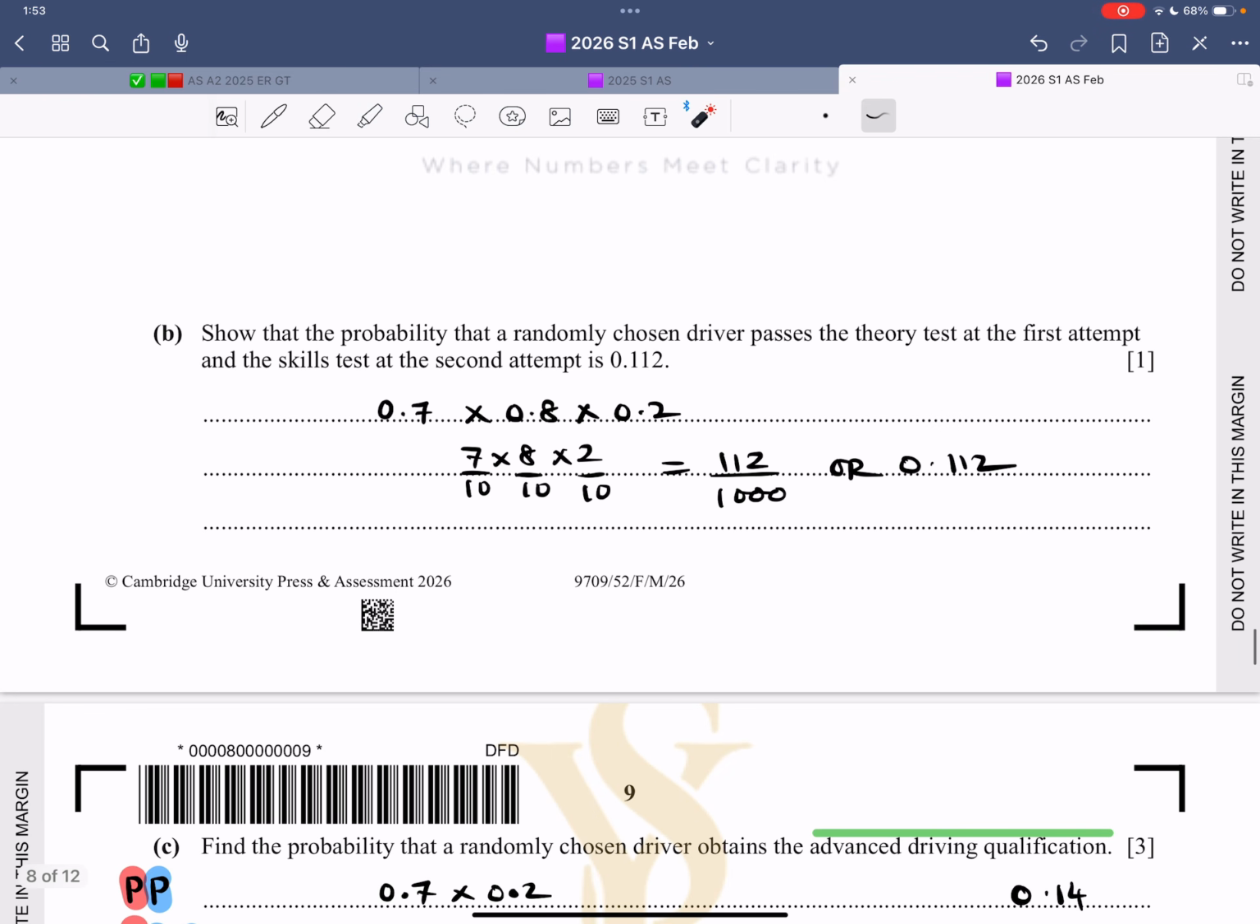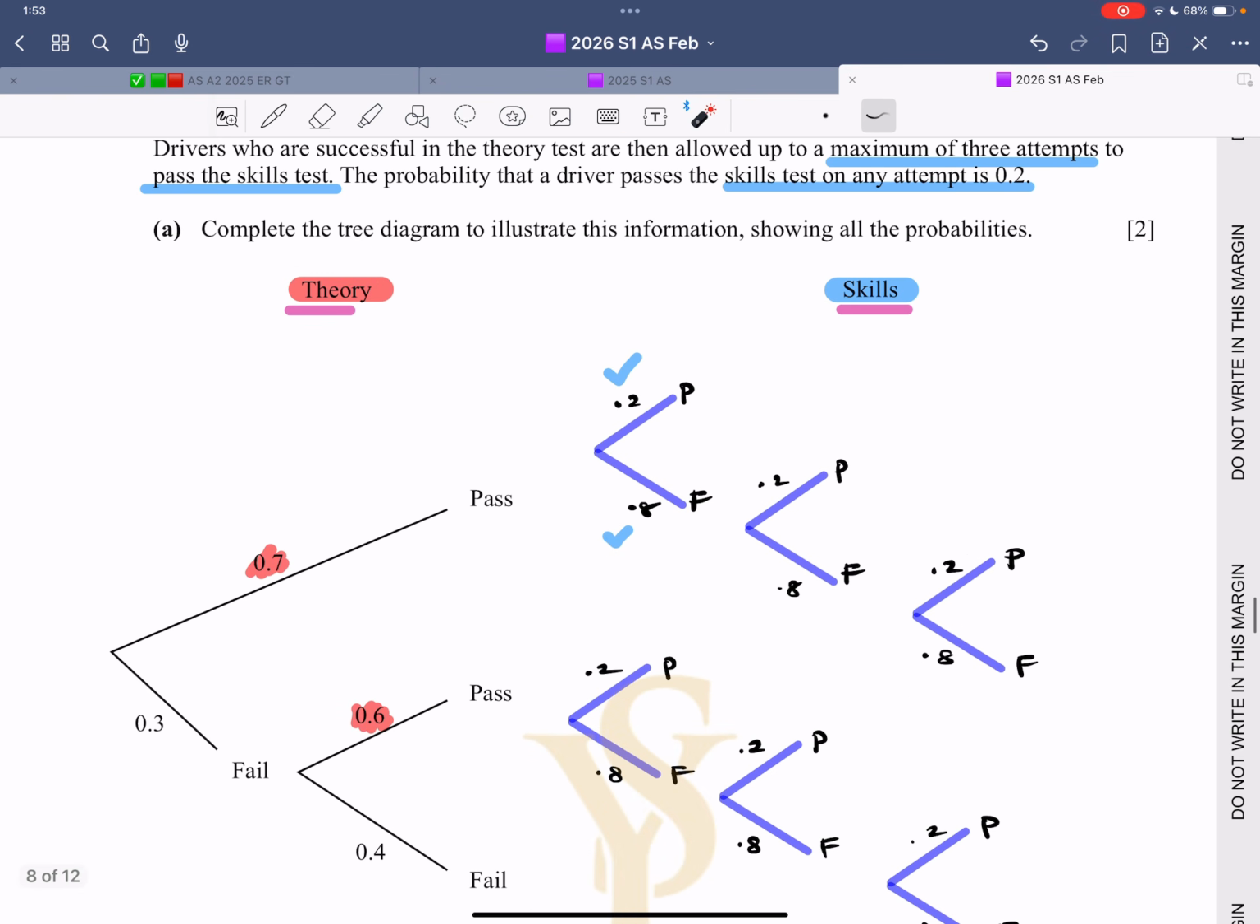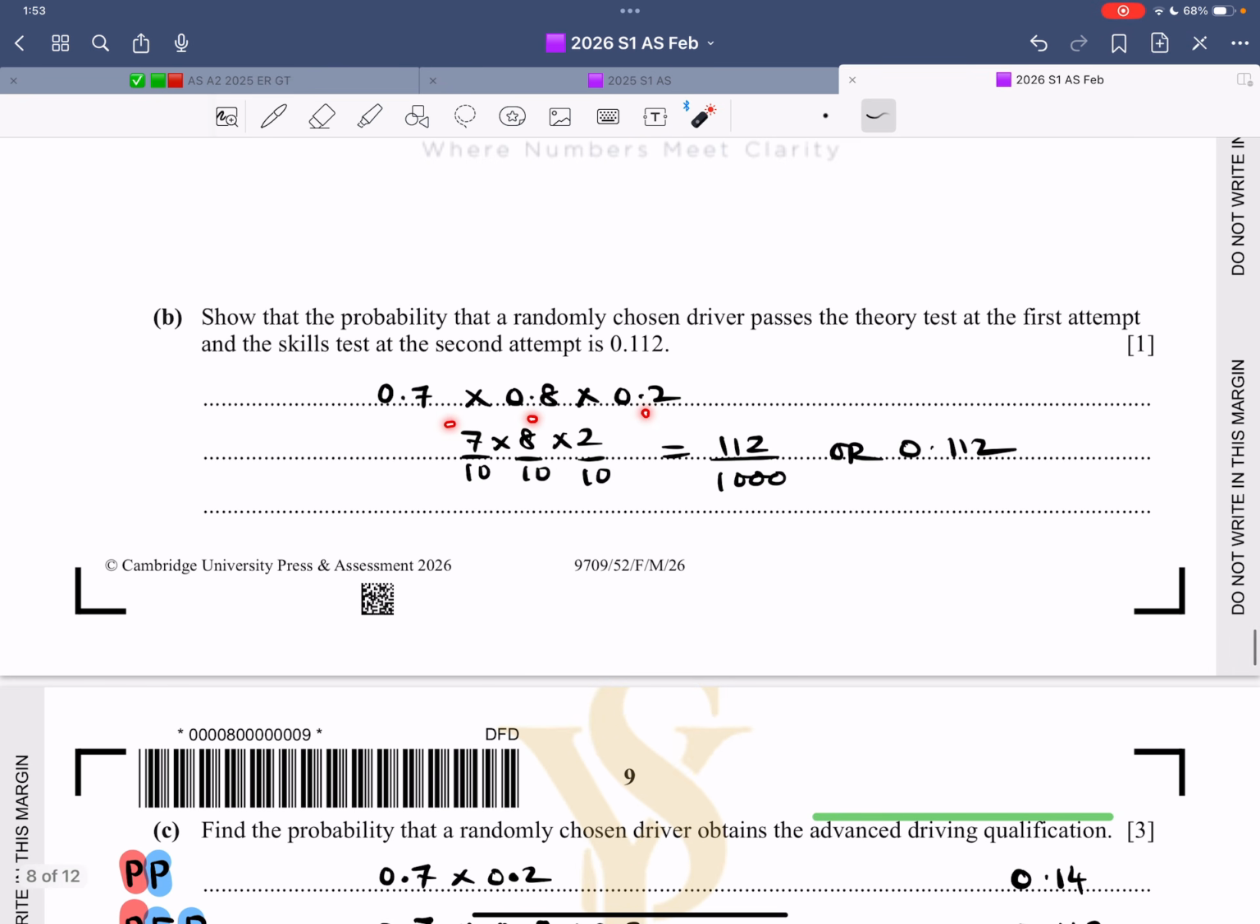First thing, show that the probability a randomly chosen driver passes the theory test at the first attempt and the skills test at the second attempt. Theory at first, skill at second. So this is 0.7, 0.8, 0.2. That comes out to be this thing. You can also write in fractions. Now, since these decimals are exact, I'll just work in decimals. No issue. So decimals also deserve some respect.